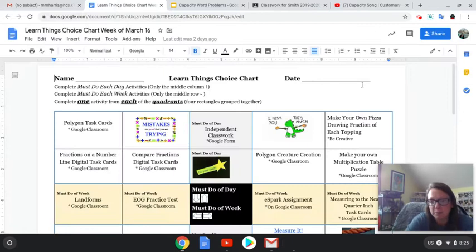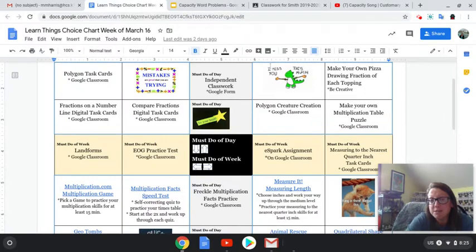I also wanted to remind you of your Learn Things choice chart. So your must-dos of the day: your independent classwork, and your freckle multiplication facts practice. Please don't forget these. And your must-dos of the week: EOG practice test, and you should have had 2 done by this week, eSpark assignment, and the measuring to the nearest 1/4 inch task cards. These should all be due and done by the end of this week.